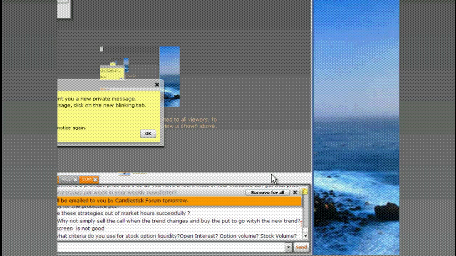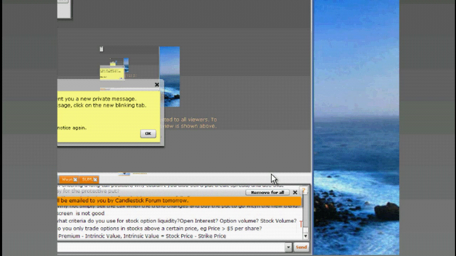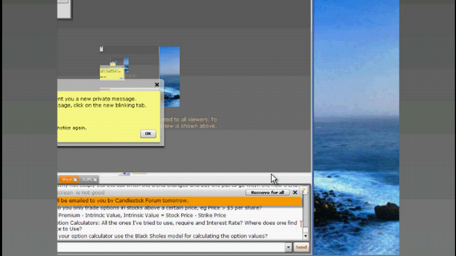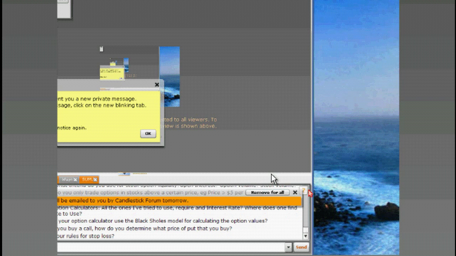Okay, here's a question from Jerry. Can I trade these strategies out of market hours? To answer your question, Jerry, these are longer term trades. So you could trade them during the day or just have an order in for the next day. There's no big time pressure with these types of trades because they're longer term trades.